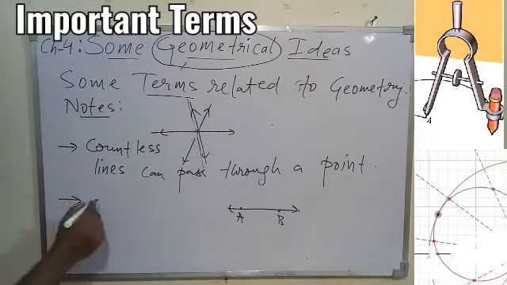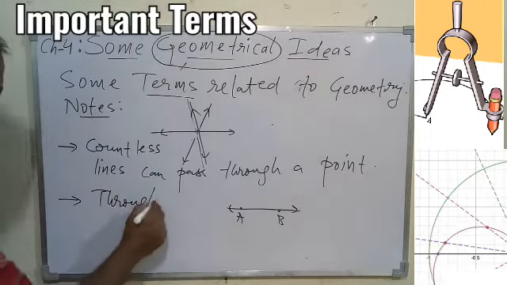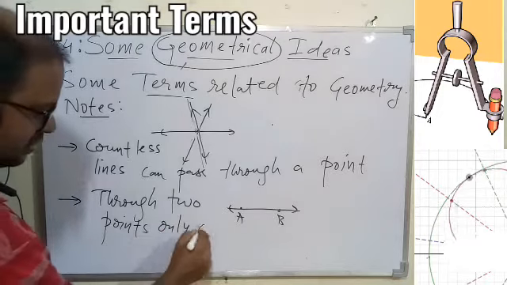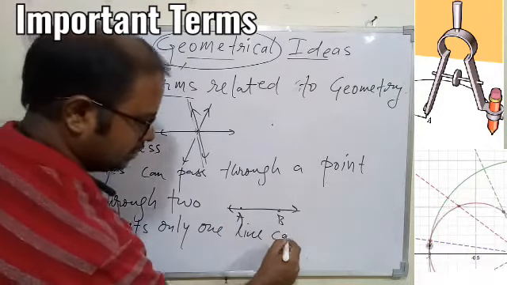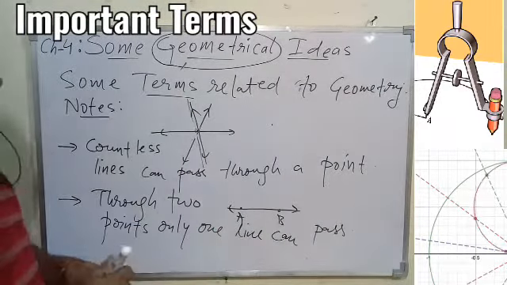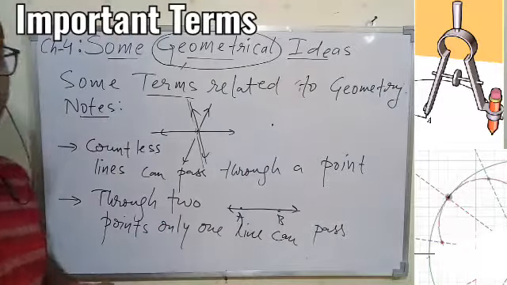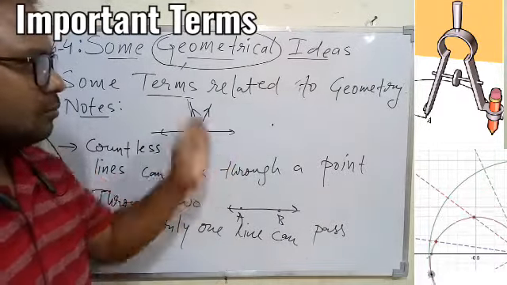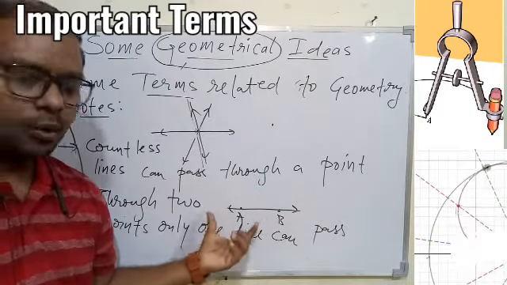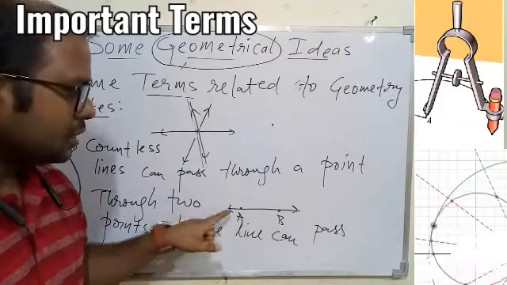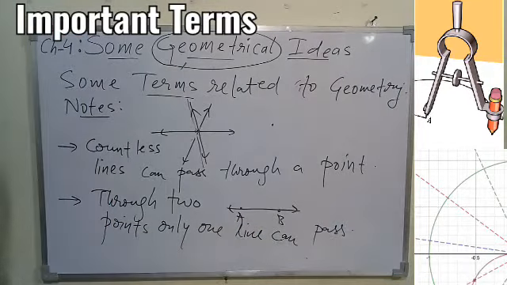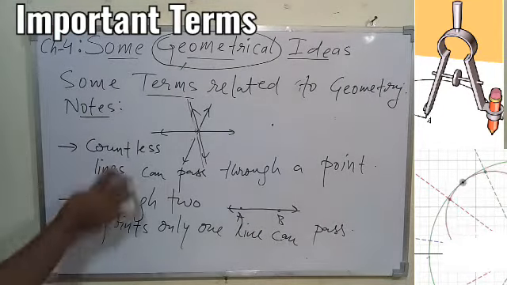So the next point can be written here: through two points only one line can pass. Briefly we can understand here, if I just give you a point, there is no limitation or boundary of the direction, so the line can move in any direction. So one point has no fixed direction, but if I give you two different points, now the direction has been fixed. That is, you have to move from this to this direction only. So in a particular direction through two points only one line can pass. So that is all that is to remember.